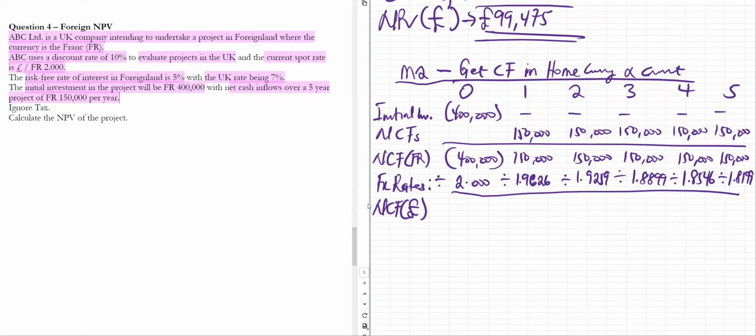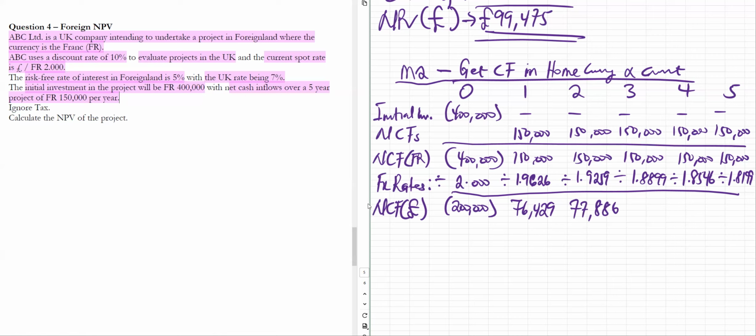So 400,000 divided by 2, that means you have 200,000 pounds as your initial investment. Then you have 150,000 divided by 1.9626. And that gives us 76,429. Then you have 150,000 divided by 1.9259. That's 77,886.